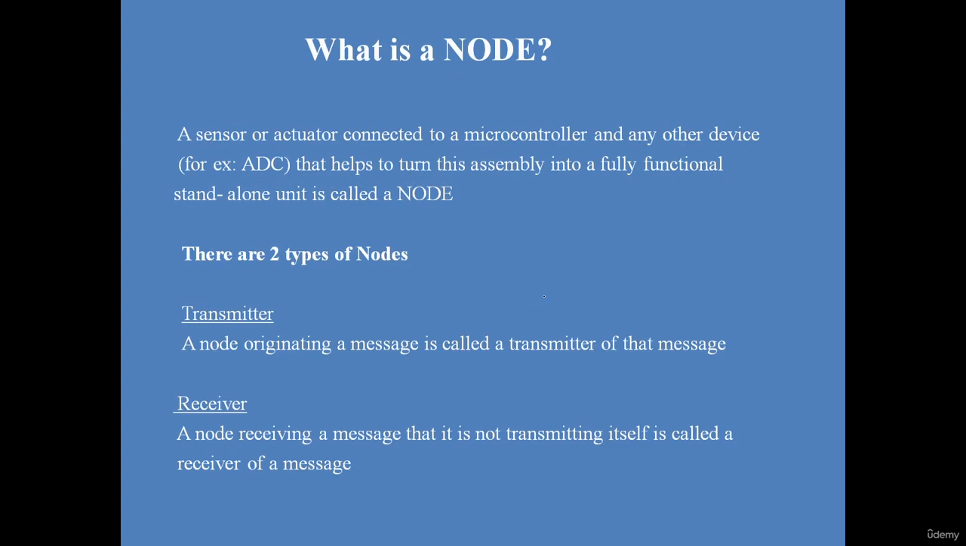What is a node? So a node can be a sensor or actuator connected to a microcontroller or any other device, for example an ADC, that helps to turn this assembly into a fully functional standalone unit called a node. There are two types of nodes, transmitter and receiver. A transmitter is a node which originates a message. A receiver is a node which receives that message.